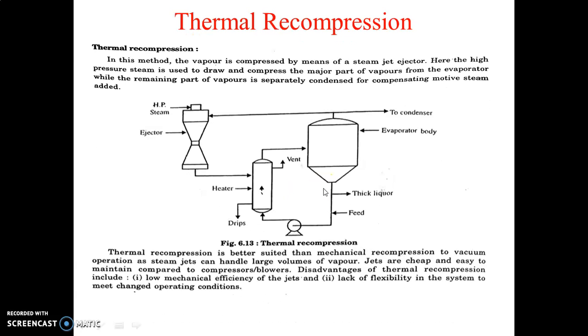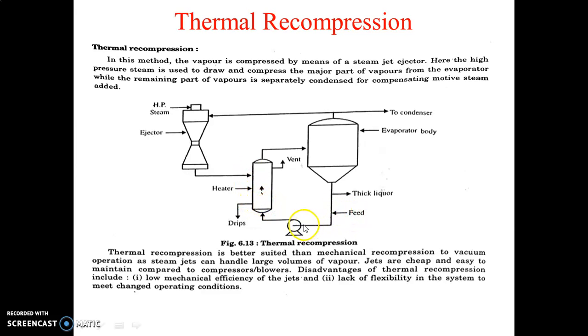Then there is another method known as thermal recompression. The method is the same, but the equipment is different. In this method, the vapor is compressed by means of a steam jet injector. For that steam jet injector, we have to use high pressure steam to compress the vapor coming from the evaporator. So this is your evaporator body. You feed the material from here. This is the heater.